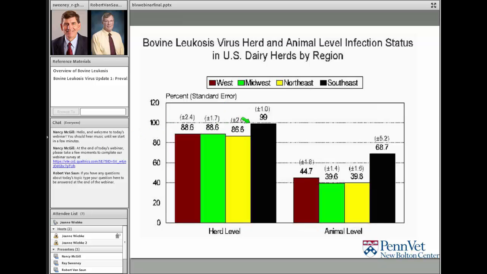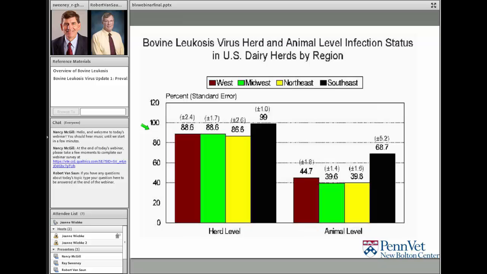You can see that here in the south, on this bar, in the southeast, 99%, virtually all of the herds they tested had at least one animal infected with BLV. In the rest of the country, the national average is close to 89 or 90%, when you average these all together. So 89 to 90% of all U.S.